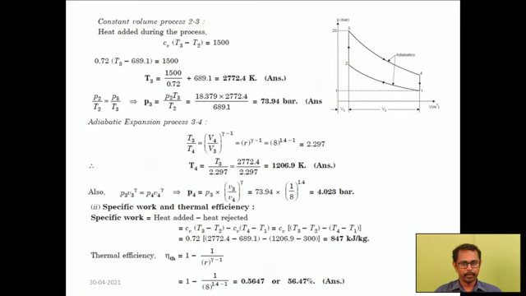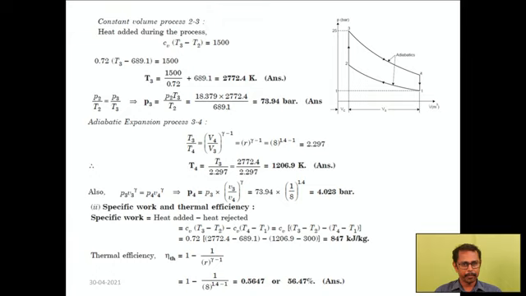And from the process 2 to 3, the heat added is available, 1500 kilojoules per kilogram. So we know the heat added formula, mass into specific heat at constant volume into T3 minus T2, which is equal to 1500. So from this process, Cv is available in the data, and T3 is unknown value, T2 just before we found out, so from this equation we will be able to find out T3. So T3 will be 2772.4 Kelvin.